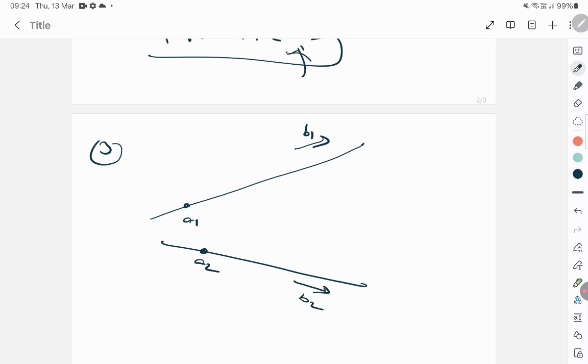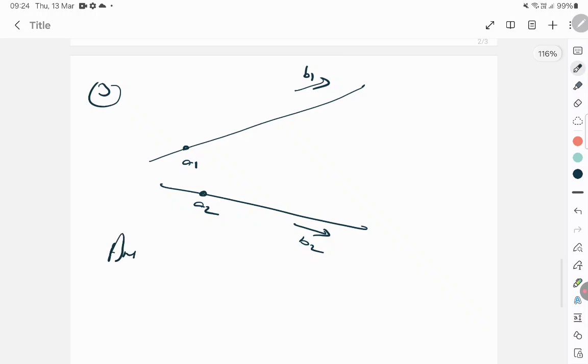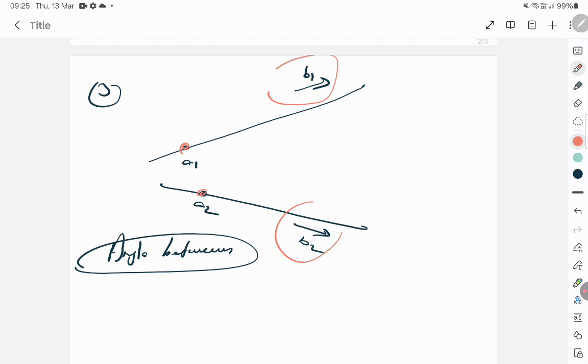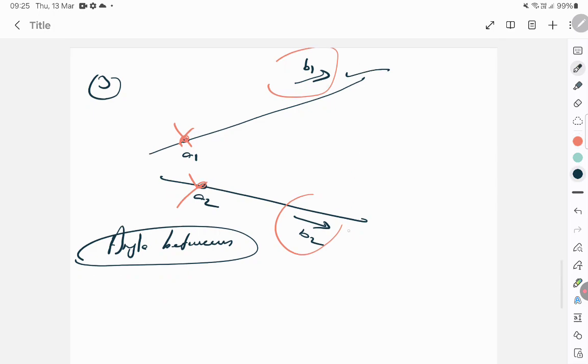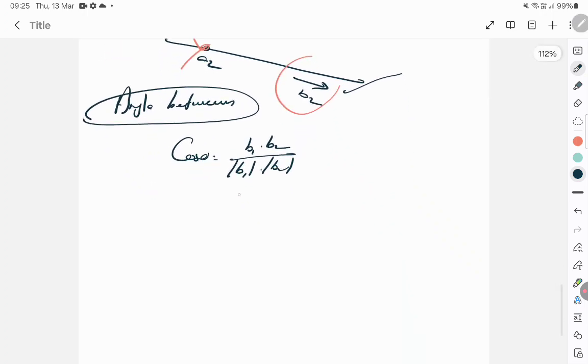So you know there are 2 lines. They're asking you to find the angle between the 2 lines, correct? There is no point in looking at a point here, because you won't get the angle using a point. When you know the directions, you can find the angle between the 2 directions. All you need is only the directions B1 and B2. And you know the formula: cos theta is B1 vector dot B2 vector by magnitude of B1 into magnitude of B2. Only the direction is important to find the angle between the 2 vectors.